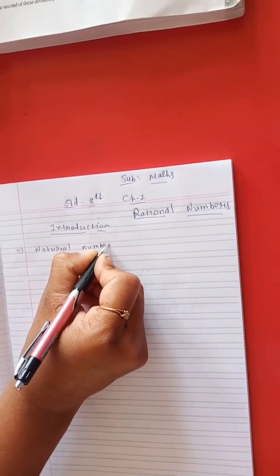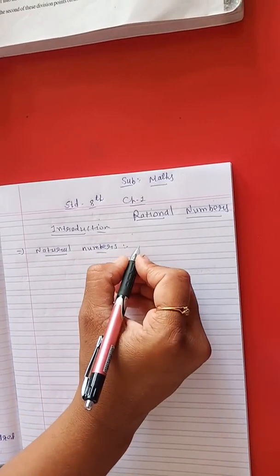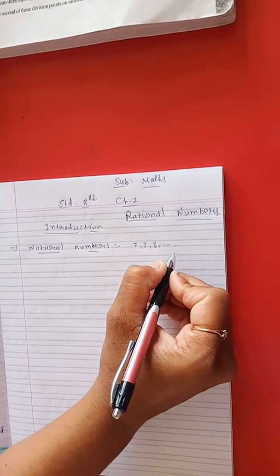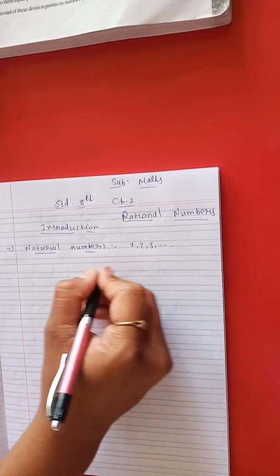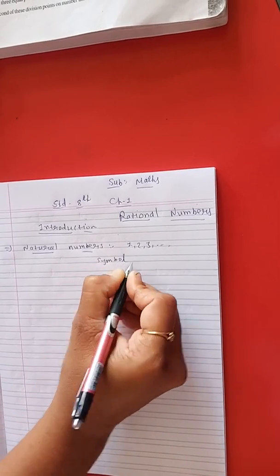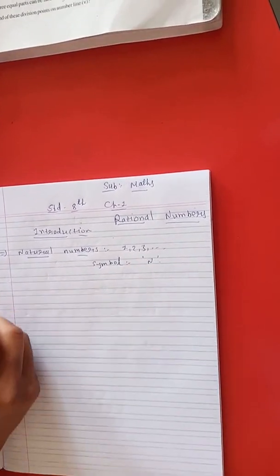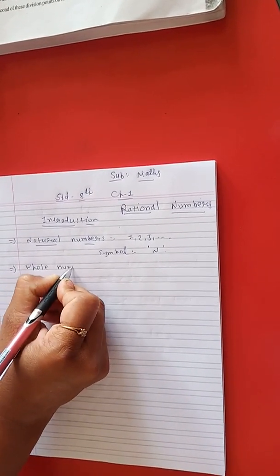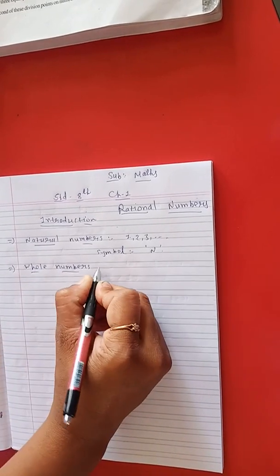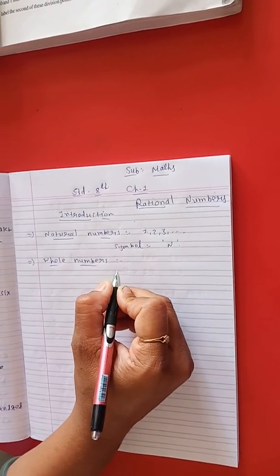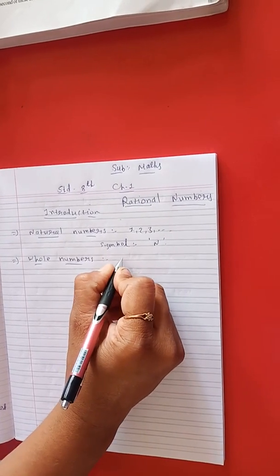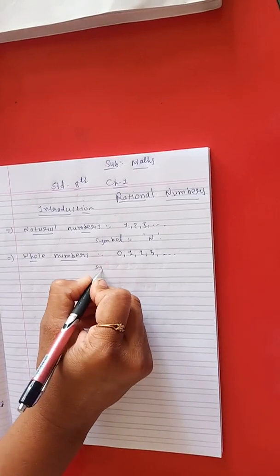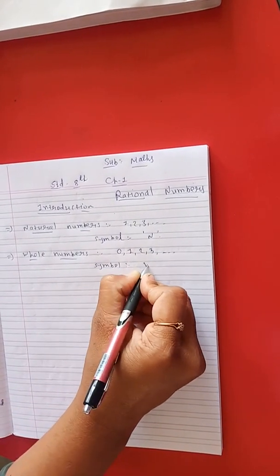natural numbers. You already learned that in your previous classes. Natural number means only positive numbers. That includes 1, 2, 3 up to infinity, and its symbol is N. Now, after that we have to learn about whole numbers. What is the meaning of whole numbers? Whole number means 0 and positive numbers. So, 0, 1, 2, 3 up to infinity, and its symbol is W.